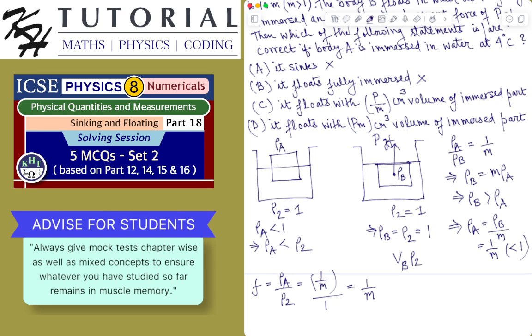And of course, the buoyant force will be equal to the weight of the displaced liquid. So it will be VB rho 2 gram force, which is given to be capital P gram force. So I can say VB into rho 2 should be equal to P.